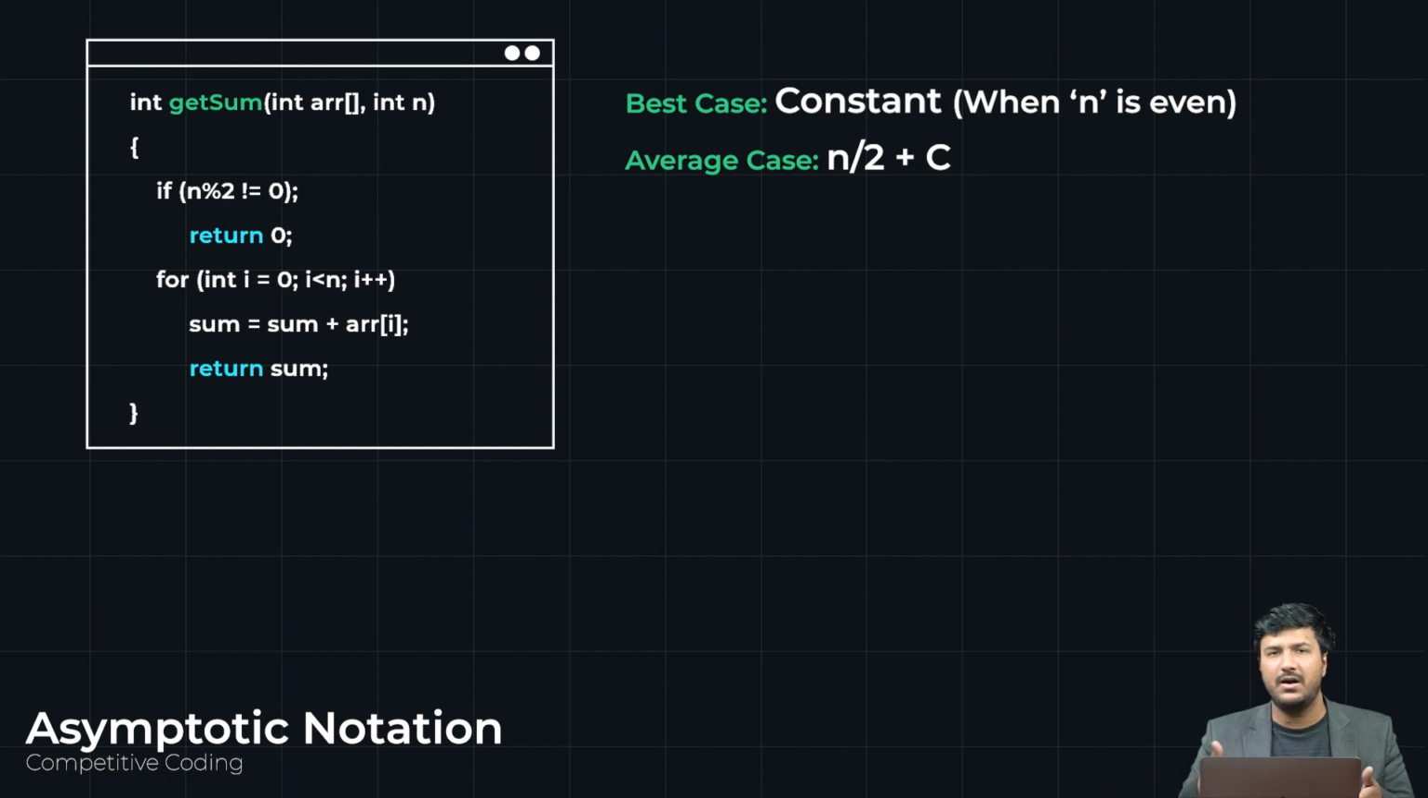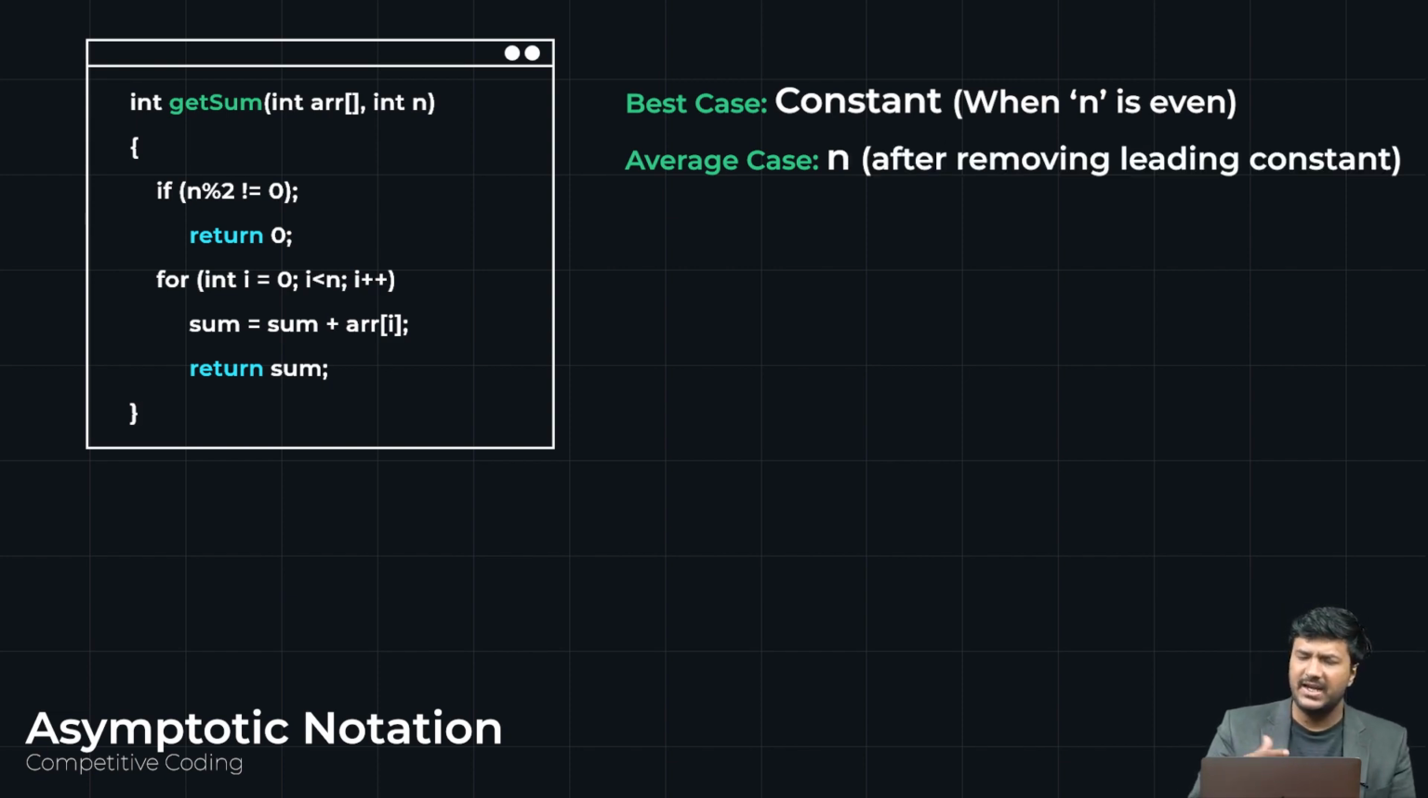Eventually your order of growth, after removing the leading constants and the lower order terms, would in this case be n itself, right? So in that case, your order of growth in the average case is n. Again, you can say linear in this particular case.